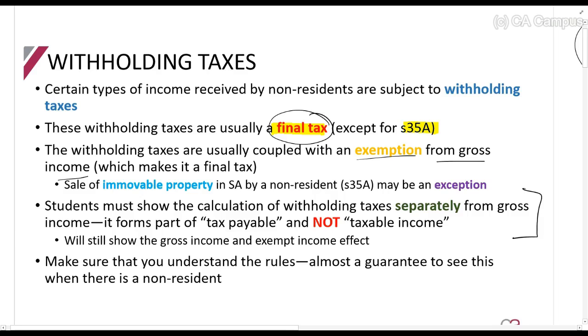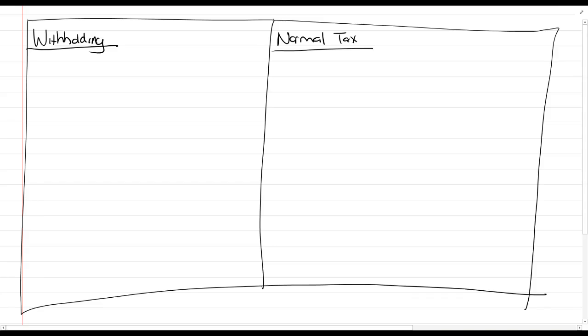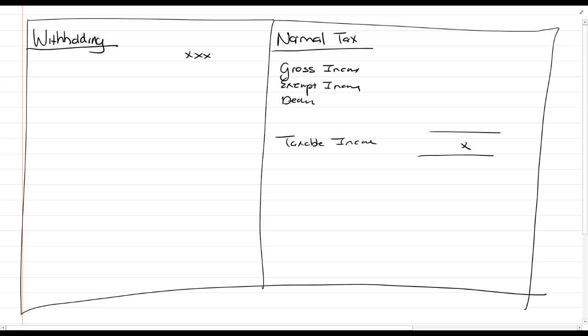So again, guys, very important, you must show the calculation of withholding taxes separately from gross income. It forms part of tax payable and not part of taxable income. So what I'm trying to show you is that you need to do this. So you will do a calculation here. Normal tax, we will go gross income, exempt income, deductions. You will then calculate taxable income. From that, you will calculate tax per the tax tables. You will have rebates which you deduct. That gives you your net normal tax.